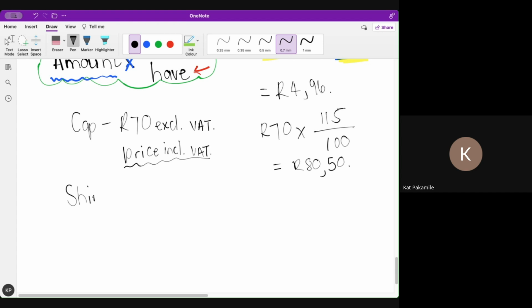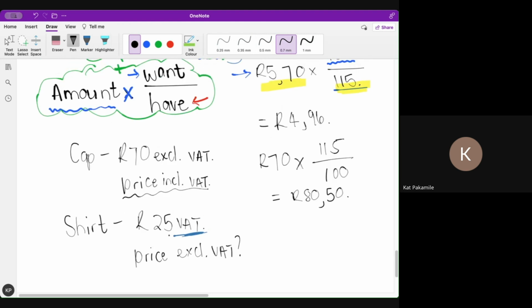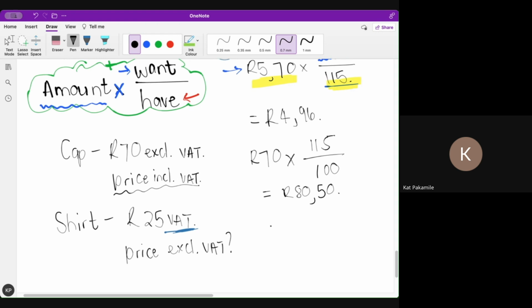If I have a shirt and I tell you that I was charged, okay, I almost made it way too easy. I was charged 25 rand VAT on this. So now I gave you the VAT amount and I ask you, what is the price excluding VAT? Great. What is my amount for this one? Let's get going again. My amount is 25 rand.